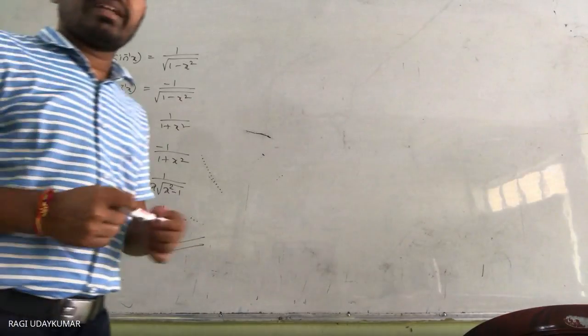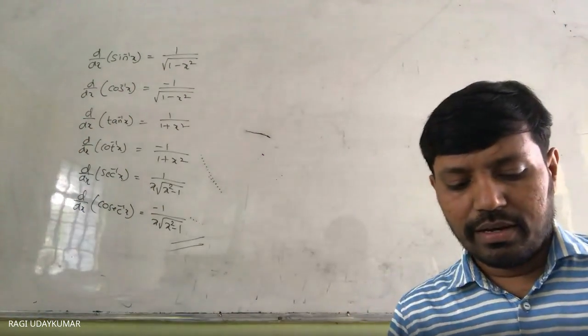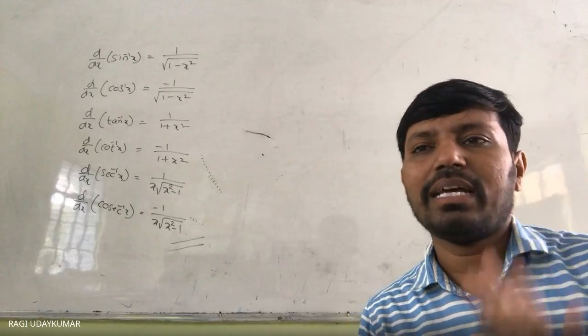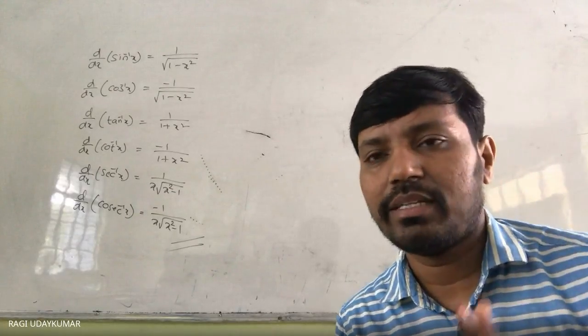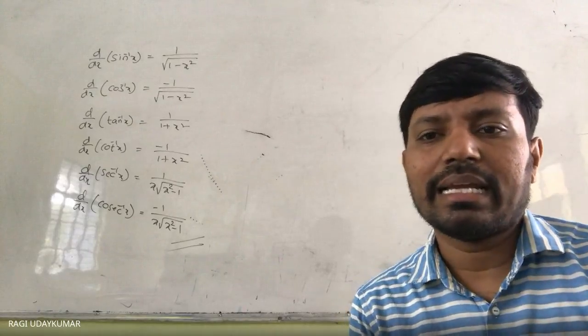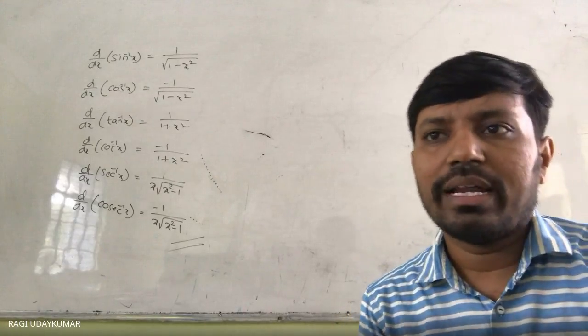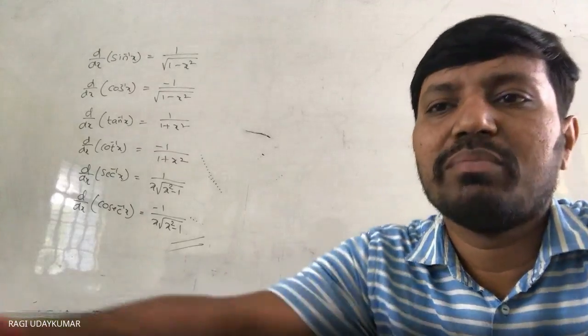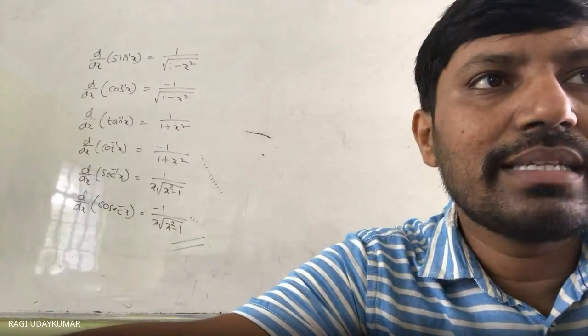Today your homework is to write all these formulas, all the derivatives of the inverse trigonometric functions. You need to write them a minimum of 5 times with a gap in between, so that you will be able to remember them. I am going to give it to you as homework in Google Classroom as an assignment. So you do it and submit. Okay.